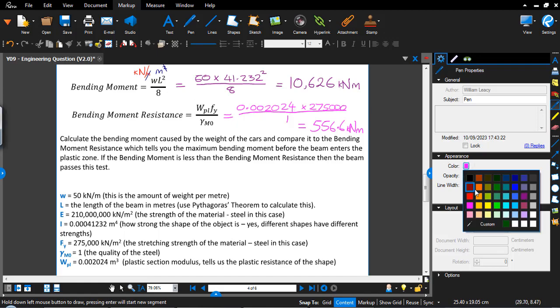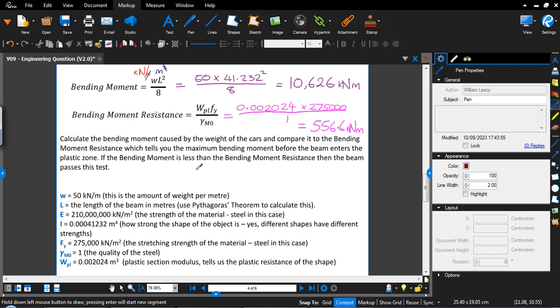So it fails, right? Because you can say 10,626 is greater than 556.6. Therefore, the beam fails. If the beam fails, there's no point in checking it for deflection because it fails in bending. The beam fails, so you'd have to tell the architect, no, it's not.